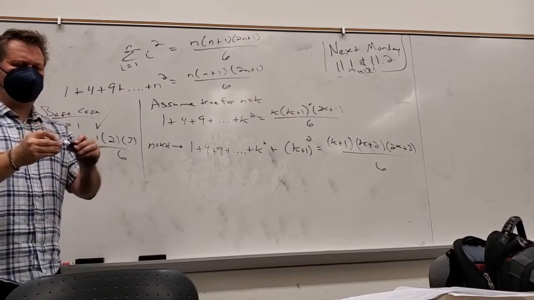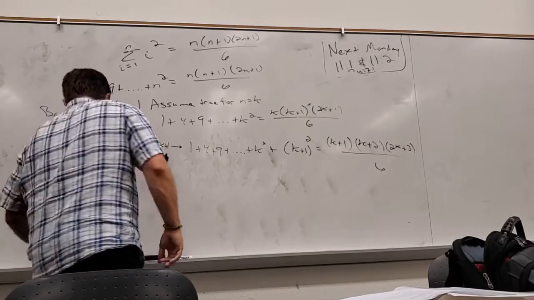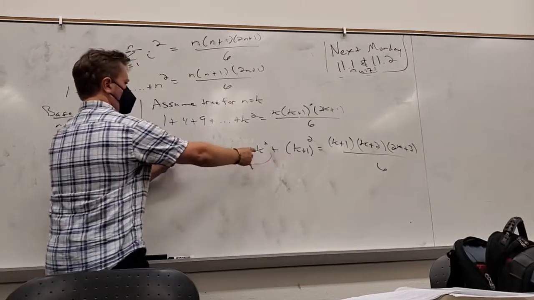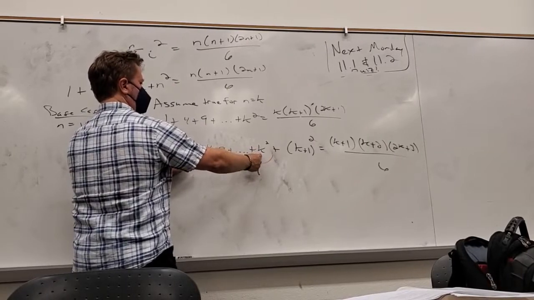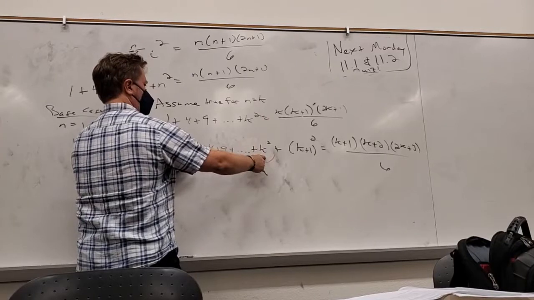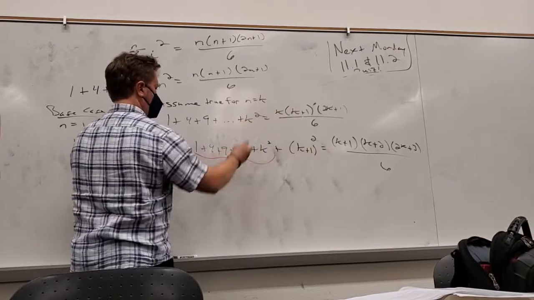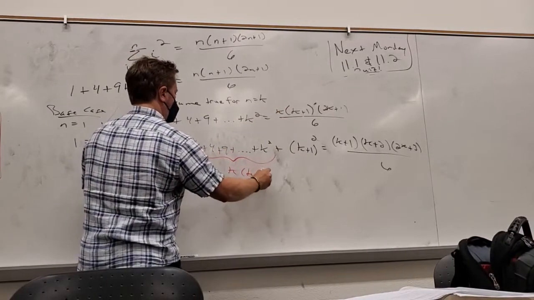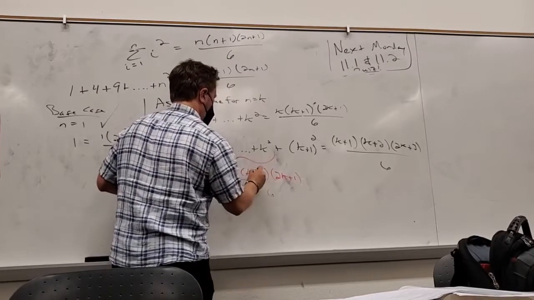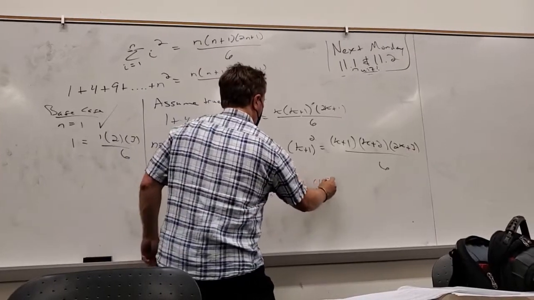I don't think I did it quite like this on the thing, but I kind of like this method here. I think I had trouble figuring out how to do this. What is this assumed to be? What do we assume this up through k squared to be? k times k plus 1 times 2k plus 1 over 6, plus k plus 1 squared.